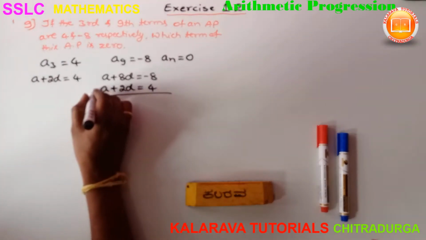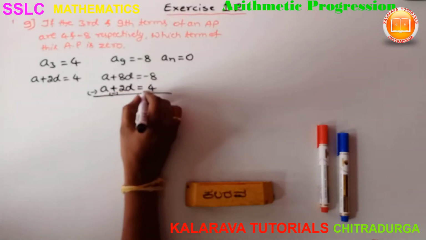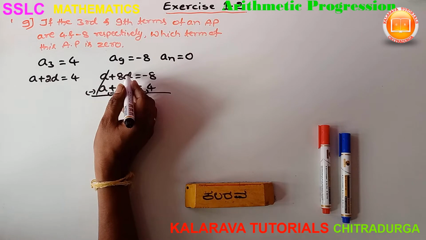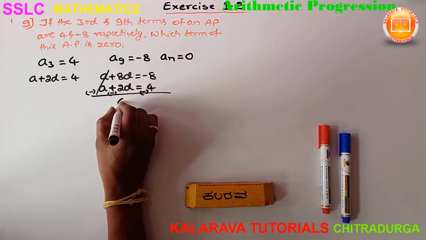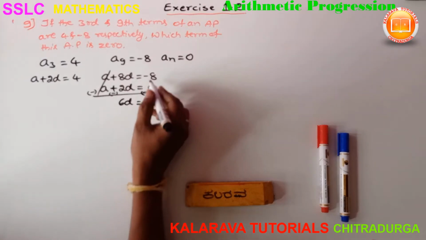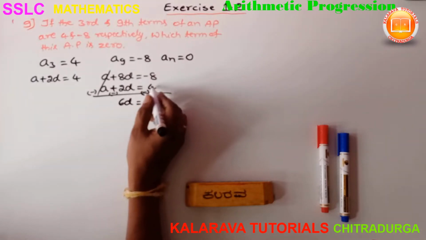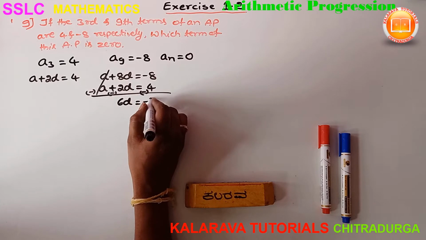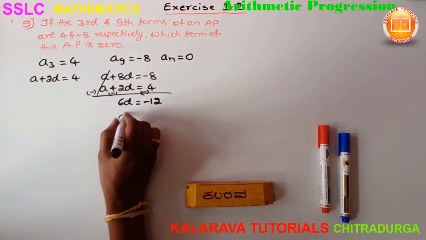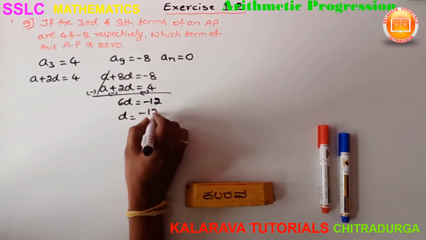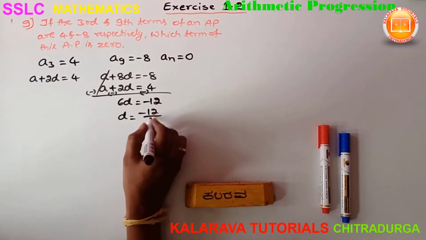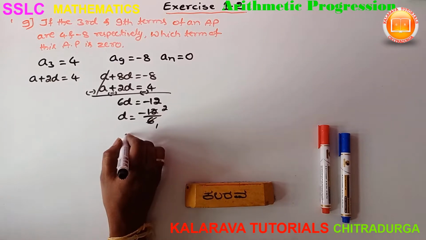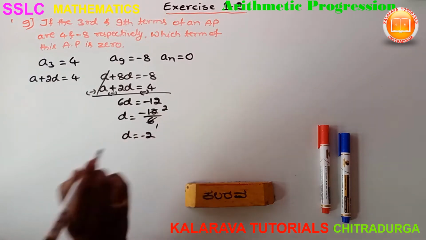by subtracting this one, all the signs get changed. Here A and A get cancelled. Here plus 8D minus 2D gives you 6D. Here minus 8 and minus 4, we have to add these two. 8 plus 4, that is minus 12. So D is equal to minus 12 divided by 6, we have to transfer this 6 to the right hand side. 6 ones are 6, 6 twos are 12, D is equal to minus 2 we get.